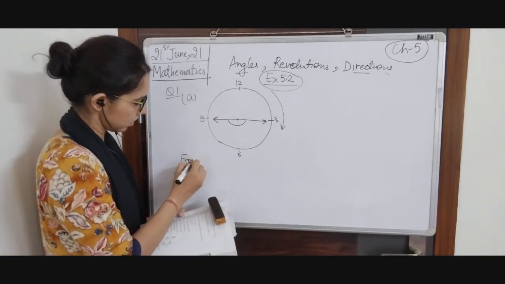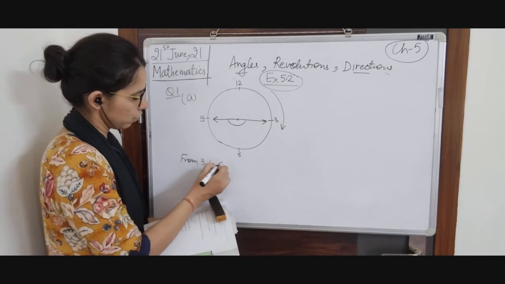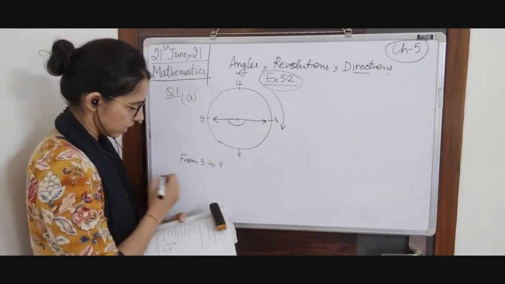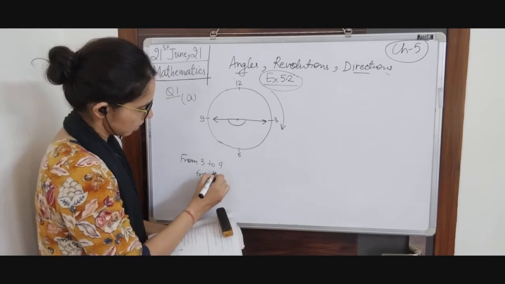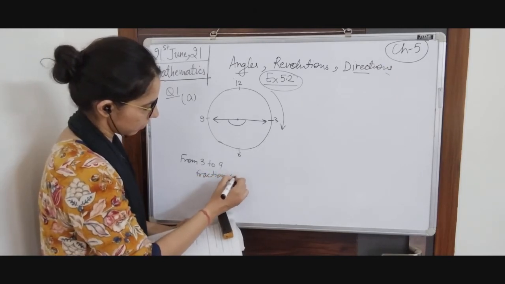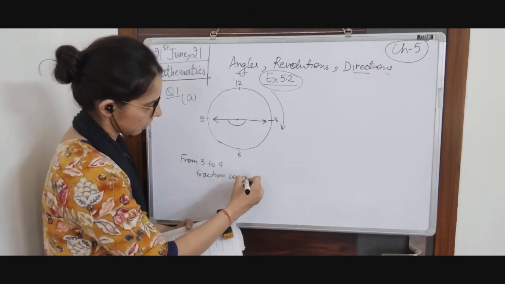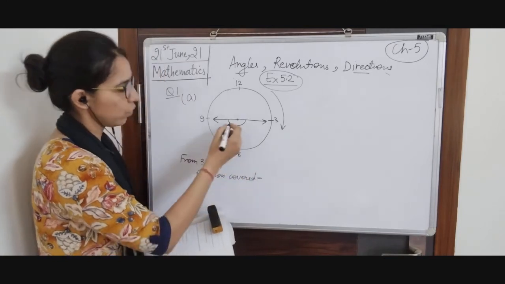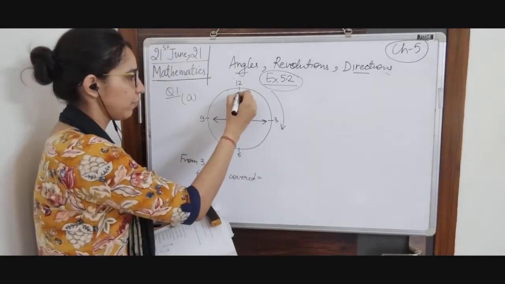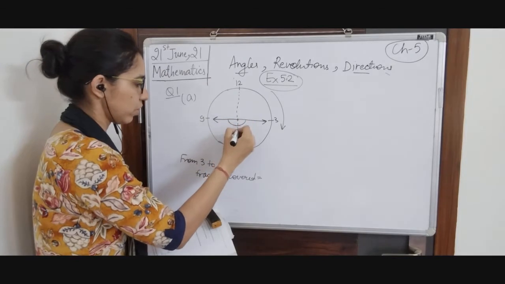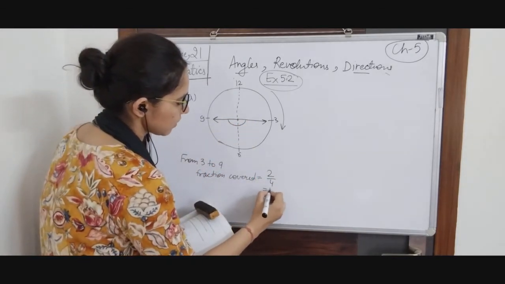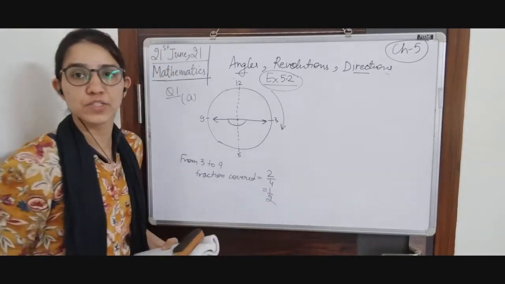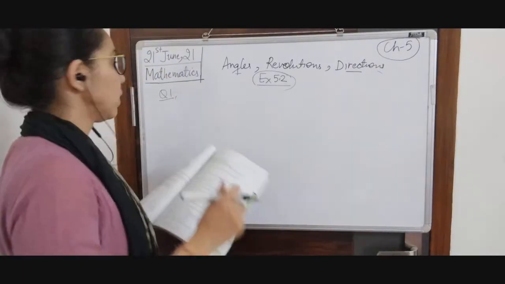From 3 to 9, the fraction covered will be equal to, if we divide into 4 equal parts, it will be equal to 2 by 4, that is 1 by 2. The fraction covered is equal to 1 by 2.